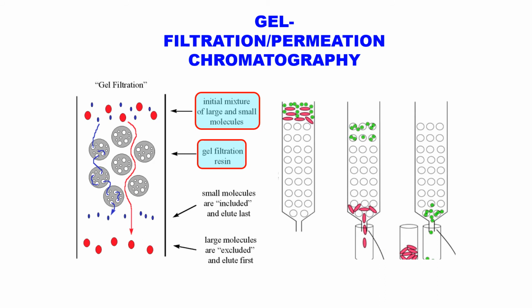So what this longer and shorter time means is that the larger molecules will be eluted first, they will come earlier, and the smaller molecules will be eluted last. So on the right side of the figure, you can see the same process depicted, but this diagram clearly shows that the larger molecules are eluted first.